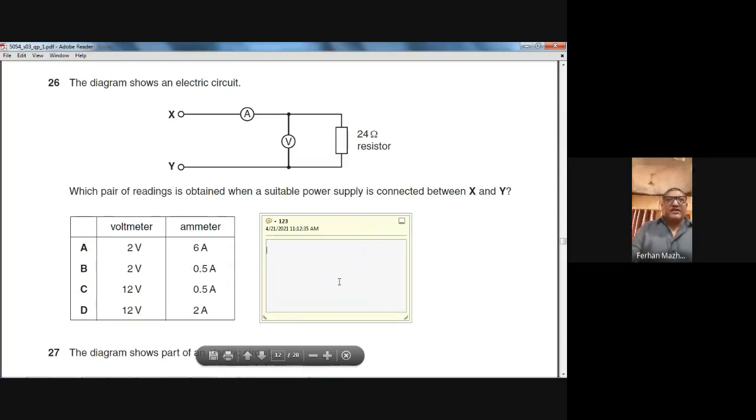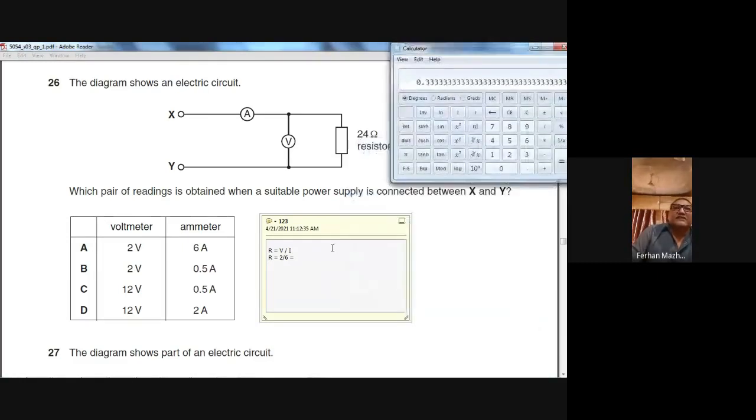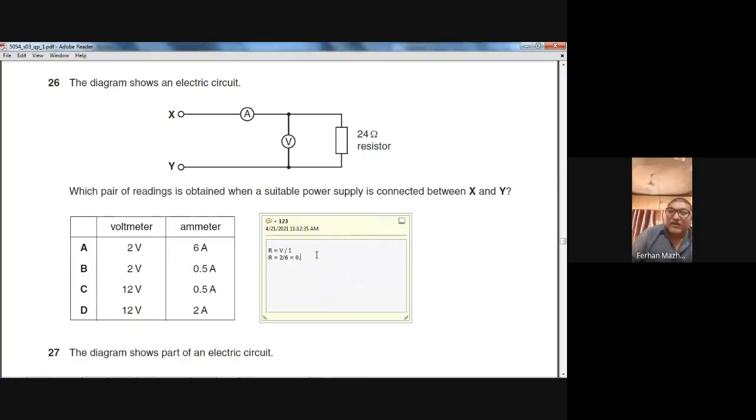So for option A, I will calculate the amount of resistance. Let's check which one gives me the resistance. You know the resistance is equal to V by I, V divided by I. So for all the options, I will calculate the resistance. For number 1, what is the voltage? 2 volt divided by 6. So 2 divided by 6, the answer is 0.33 ohm.